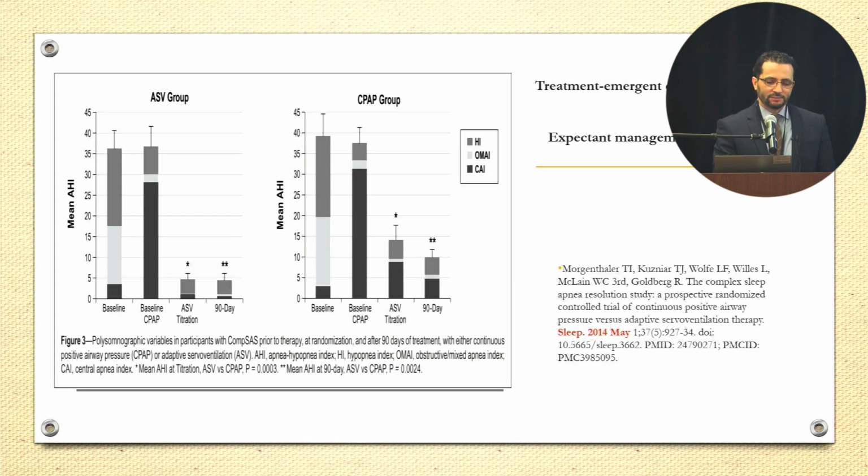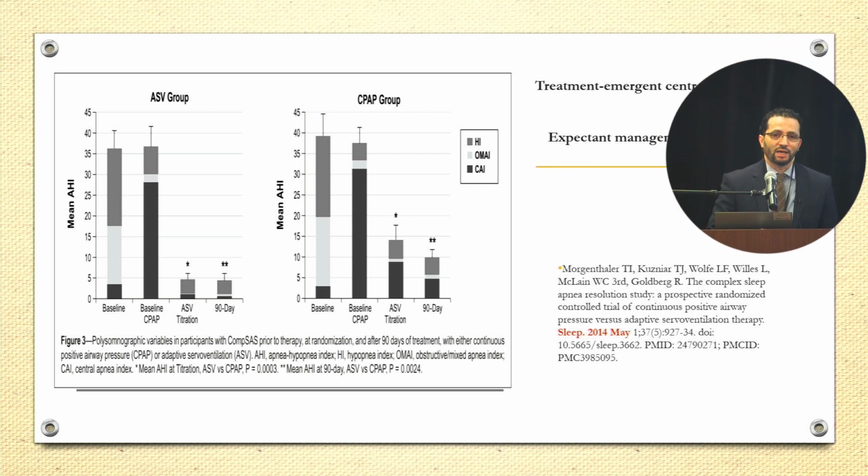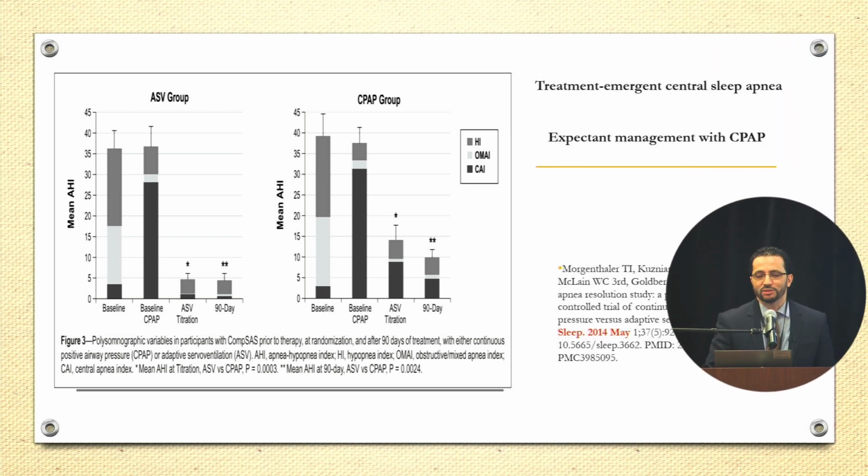How do we treat that? We have some data, as we mentioned, on expectant management with CPAP. If your patients are not significantly symptomatic and not at high risk of stopping CPAP, you may just wait and see. Explain to your patient this is likely to go away with time, especially for those patients who don't have risk factors. I don't expect someone who is on narcotics or opioids to resolve his centrals, so you would not just wait and see. Patients with congestive heart failure, I also don't expect to resolve.